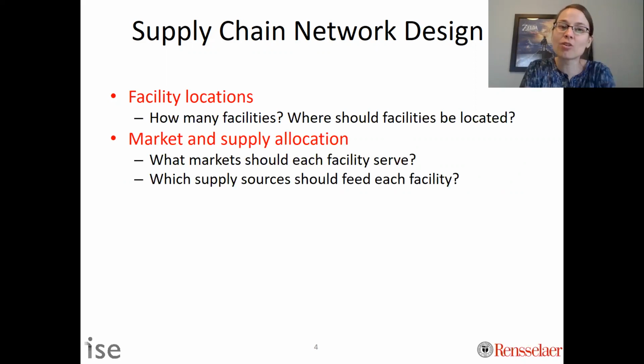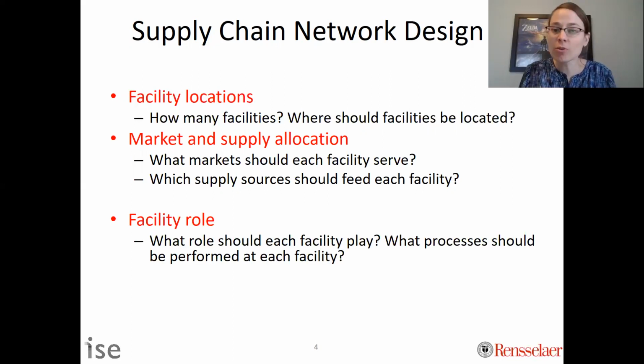We'd also need to know, okay, now we know we have these facilities, how should we use them? How should we use those resources? Questions like, what markets should each facility serve? Which supply sources should feed which facility? So these are the arrows in the supply chain network. Where should we put the nodes and how should we connect the nodes are other supply chain network design questions. Another question you could think about is, what role should each facility play?